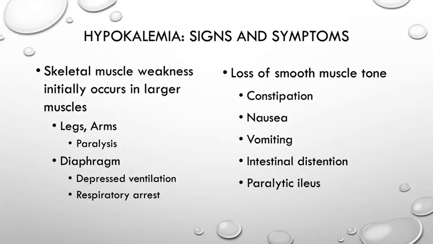Skeletal muscle weakness initially occurs in the larger muscles. You may see it in legs and arms. In severe cases, it can cause paralysis. The diaphragm is an extremely large muscle, so that can be affected initially. You may have depressed respiratory ventilation, and in extreme cases, respiratory arrest from hypokalemia. You can also see loss of smooth muscle tone. This can cause constipation, nausea, vomiting, intestinal distension, or possibly paralytic ileus.